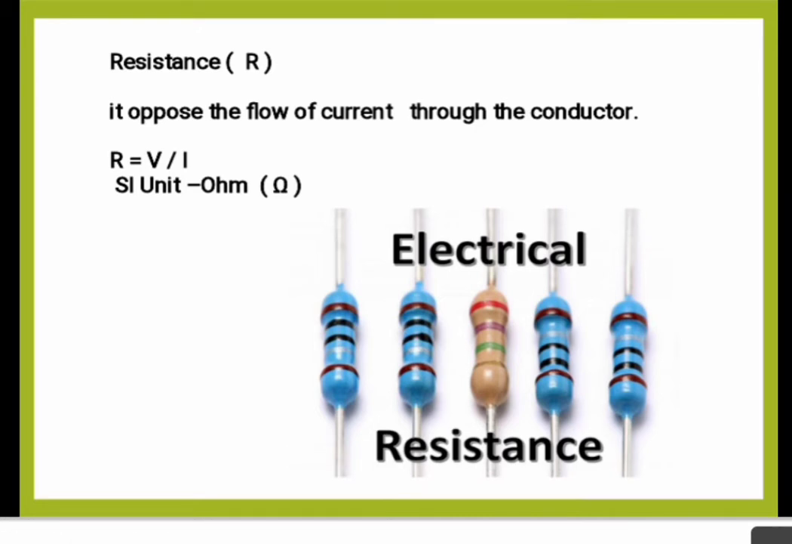Now from this figure, you can see that the color coding represents the resistance they carry. It may be 1 ohm, 2 ohm, 3 ohm. It all depends on the color coding. Through color coding you can find it out.